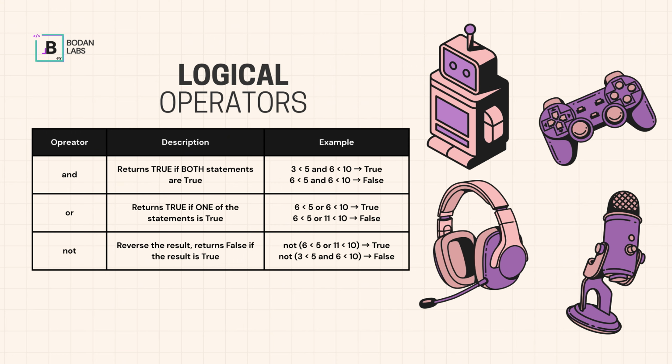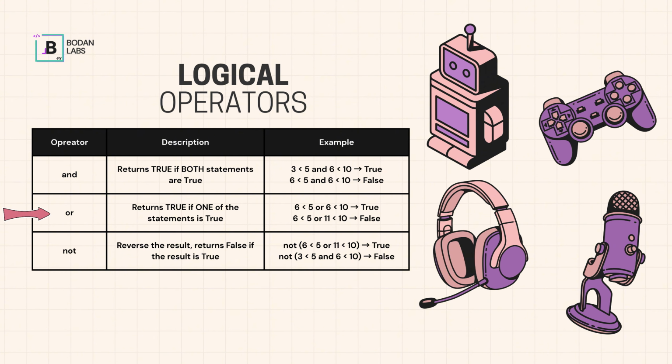Now it's time to cover some logical operators, and we will start with AND, which returns true if both statements are true. Let's take the example. So 3 less than 5, which is true, and 6 less than 10, which is also true. So this will return true. But in the second example, 6 less than 5 is false, but 6 less than 10 is true. But considering that only one is true and not both, this will return false.